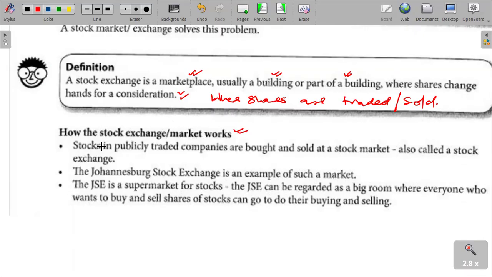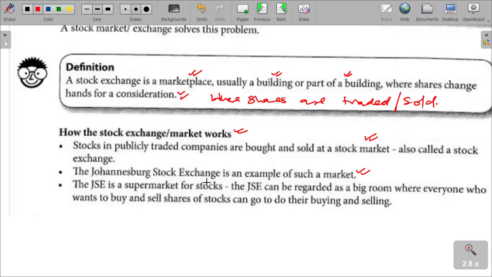Stocks in publicly traded companies are bought and sold in the stock market. That's one thing, class, that you should understand: the stock that we are talking about, which is sold, is specifically from public companies. It is public companies that have the right to buy and sell their shares through the stock market, which we are also saying is called the stock exchange. Stock market and stock exchange are one and the same thing. So the JSE is an example of such a market. The Johannesburg Stock Exchange is an example of a stock exchange market.